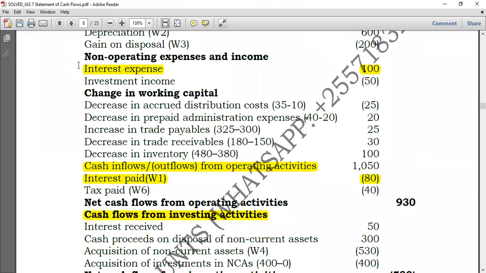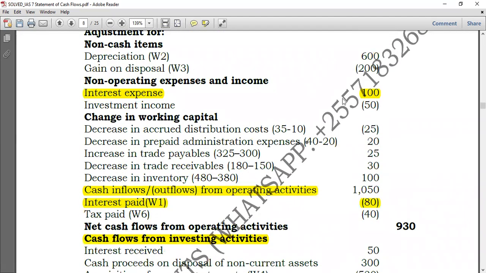Now, do not say, oh, why did I adjust them since they are the same 100? No, we need information. Adding 100 here and subtracting 100 here would bring the same result of 930, but it would give different information. We really need these cash flows from operating activity. We really need to know what would have happened if I hadn't paid interest. So you really might need to know that. I hope you have got that. Now you can proceed. It's very easy.